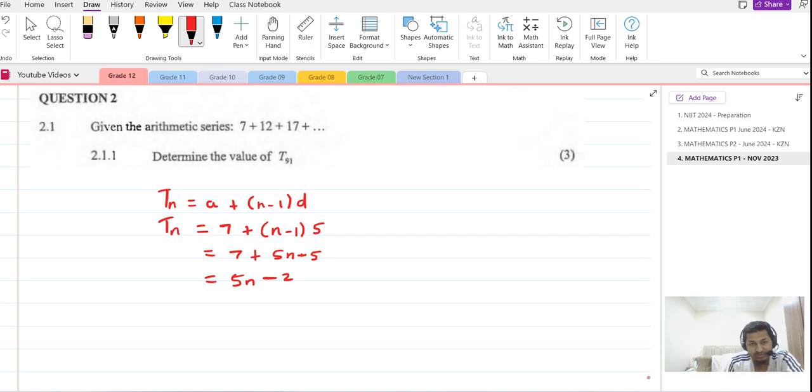Substitute a value like 1, should be plus 2. Substitute a value of 1, so you're getting 7. Substitute 3, 5 times 3 is 15 plus 2 is 17, so this works. So therefore term 91 is 5 into 91 plus 2. So what's 5 times 91 plus 2?